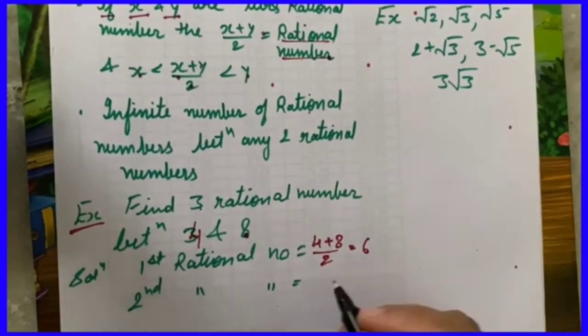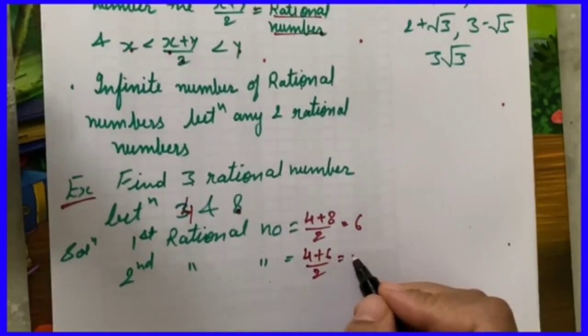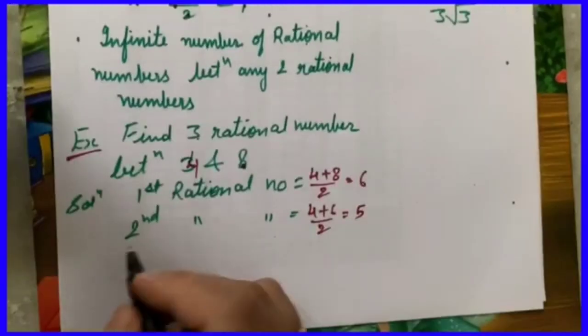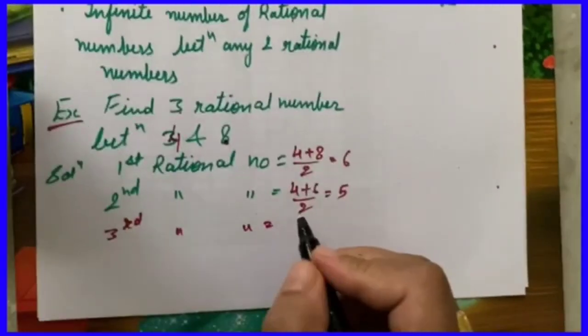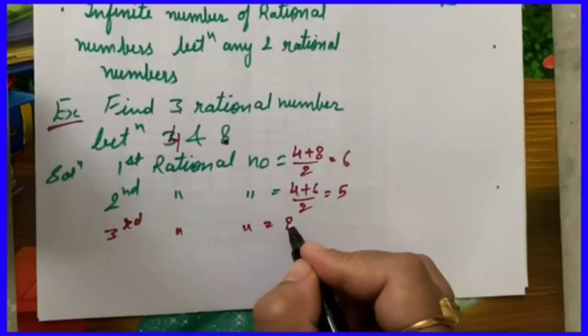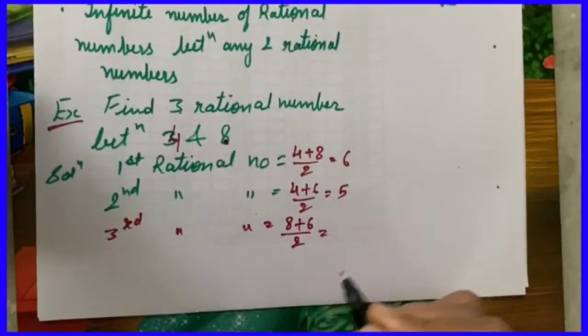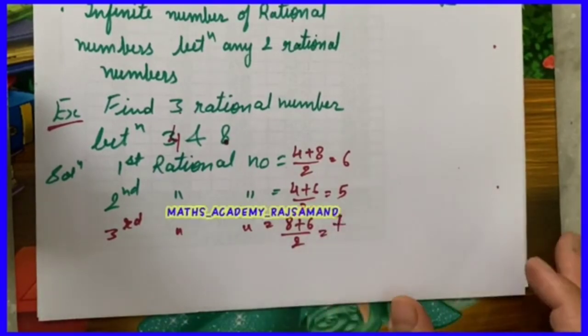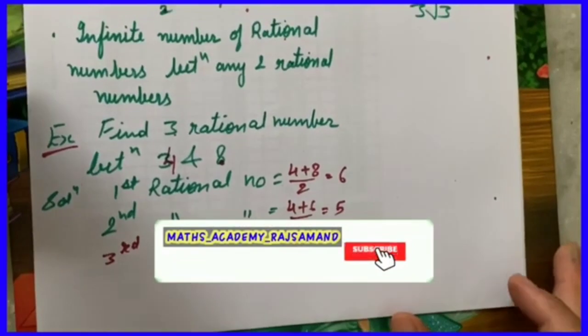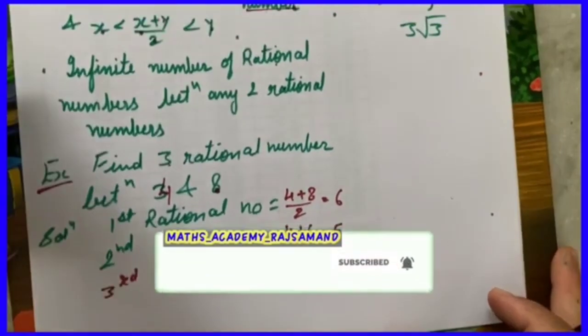6. And the second rational number can be determined by 4 plus 6 divided by 2. So it will be 5. And the third rational number can be found by 8 plus 6 divided by 2. So it will be 7. Fine. I hope it is clear for you how to find three rational numbers between two given rational numbers.